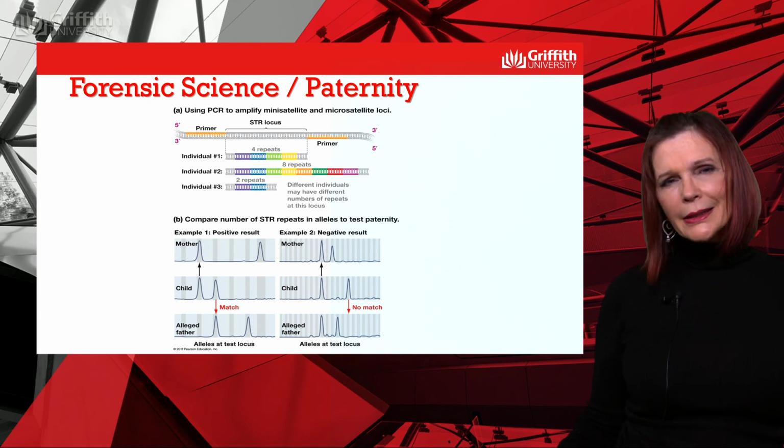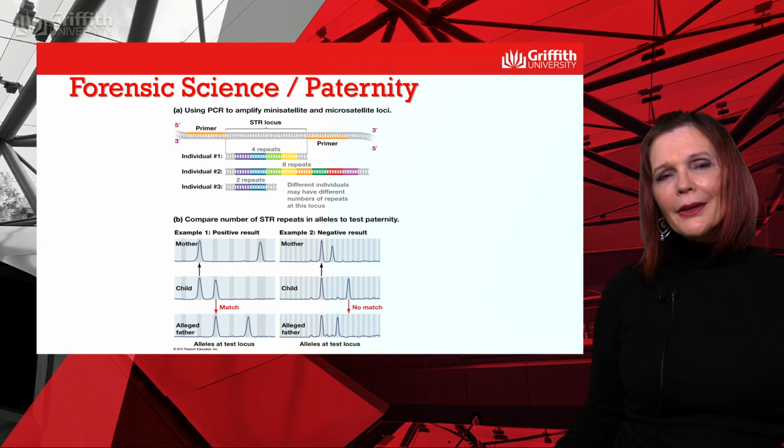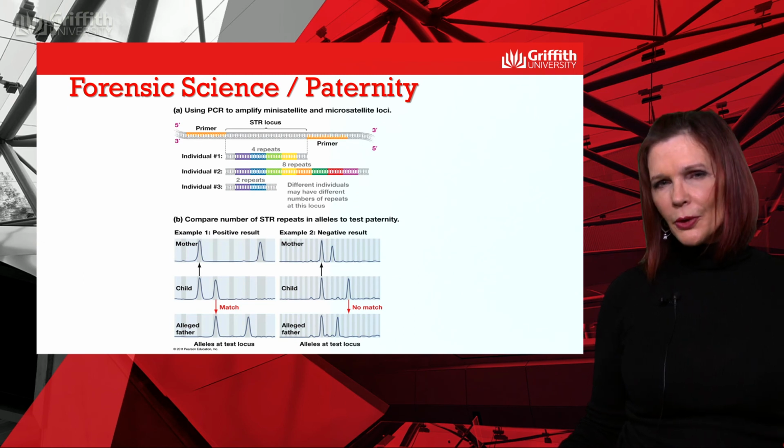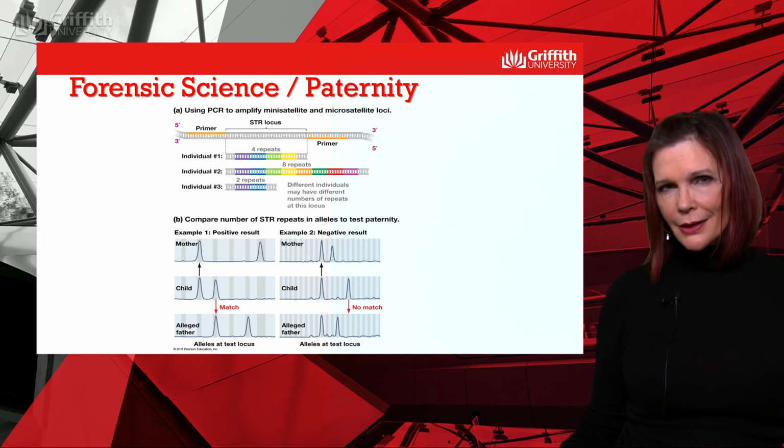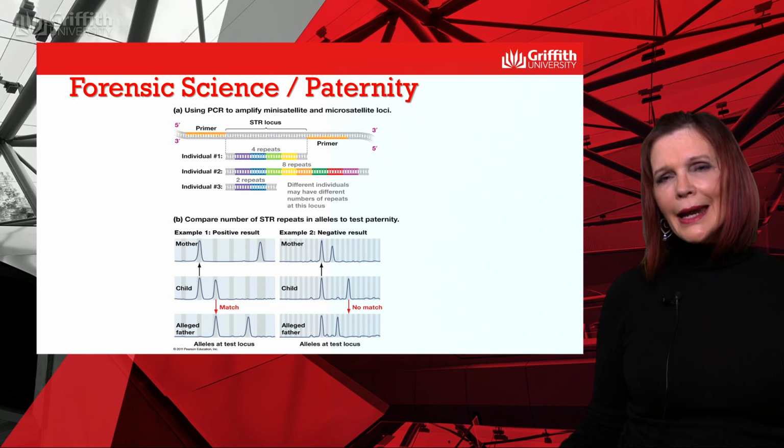We're not going to go into the detail, but for interest's sake, let's have a look at how this works. As shown in the figure, 3 individuals have a different number of repeats at this particular STR locus. Usually 10 or more STR loci are examined to provide greater discrimination between individuals to help with identification. This information can be used to identify people.